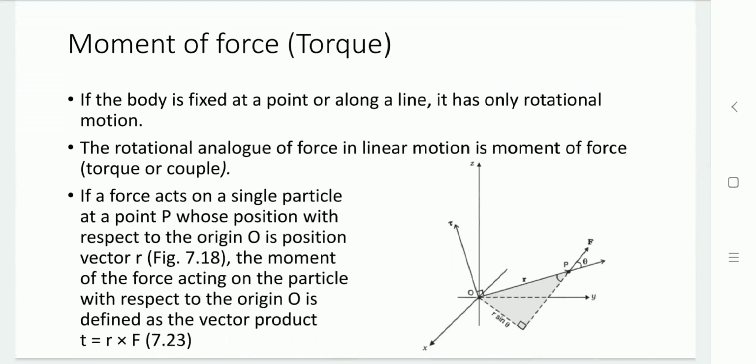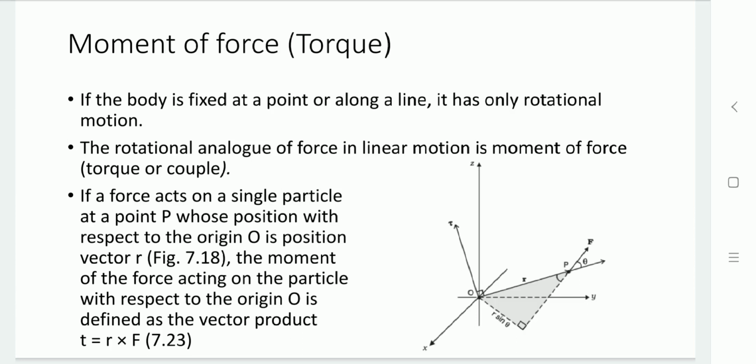If a body is fixed at a point and has only rotational motion, the rotational analogue of force in linear motion is the moment of force, which can be defined as a torque or couple. If a force acts on a single particle at point P, as we can see in the diagram, whose position from the origin is at a distance r, the moment of force acting on the particle with respect to the origin can be defined as tau equals r cross F.